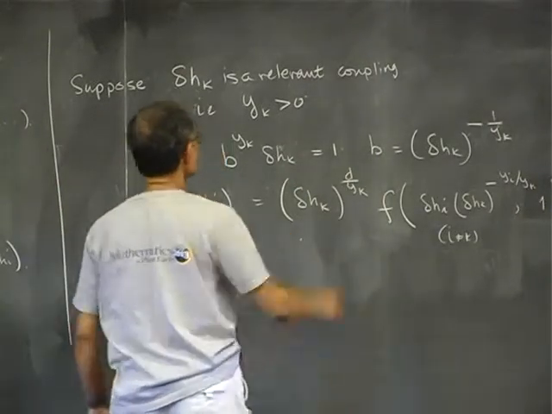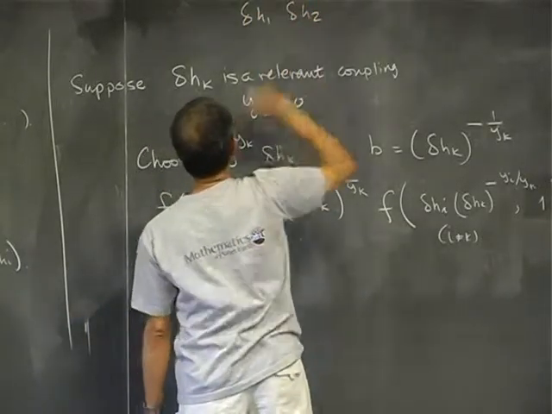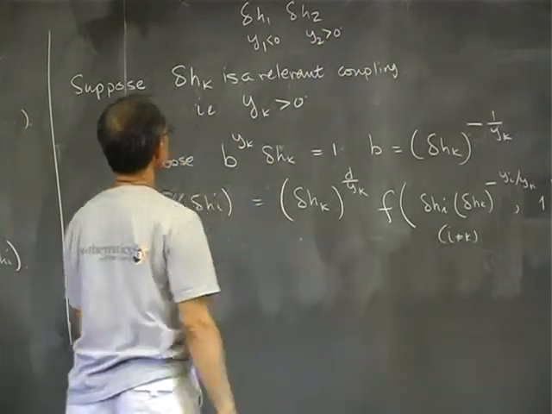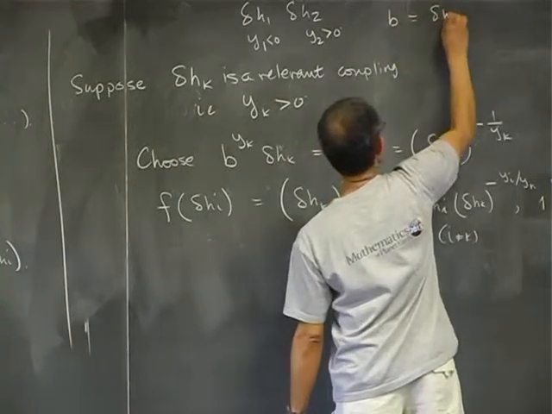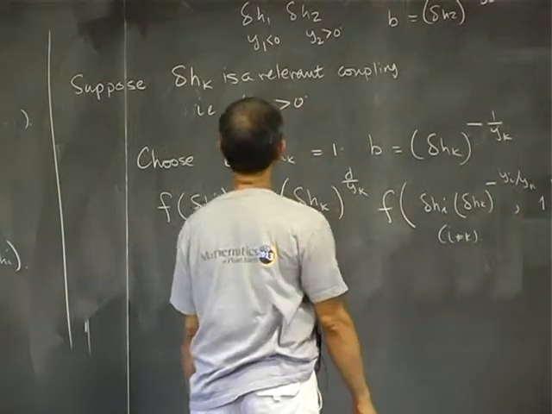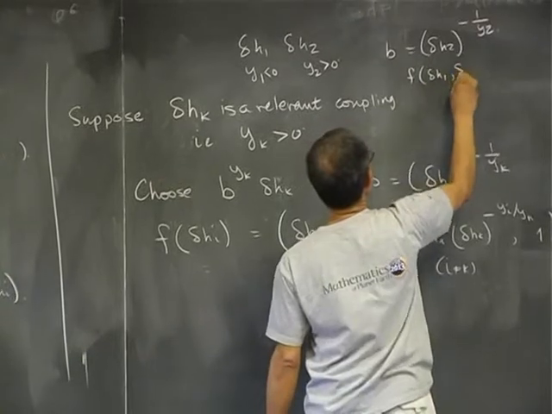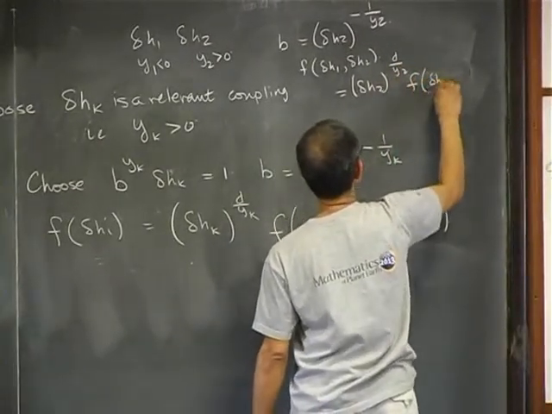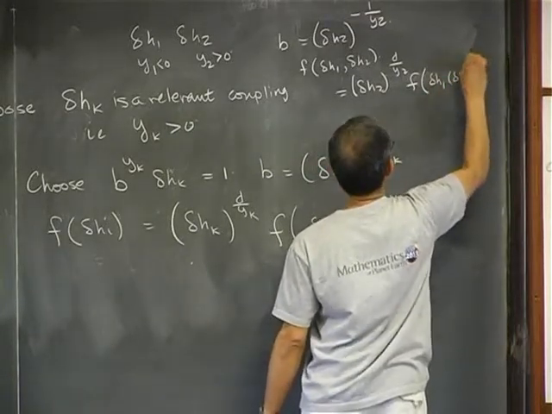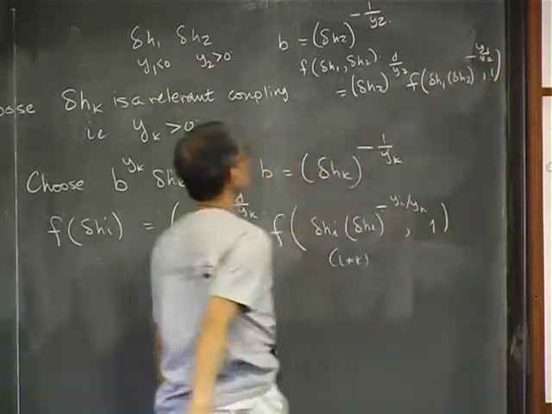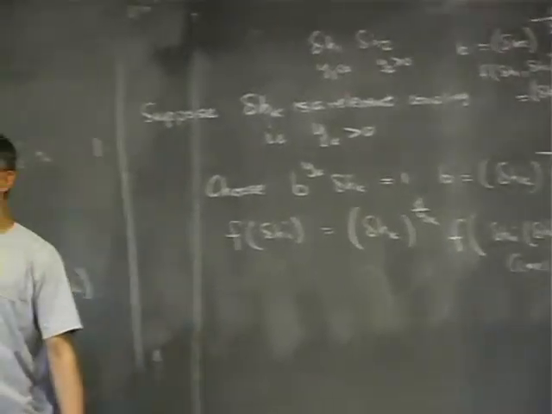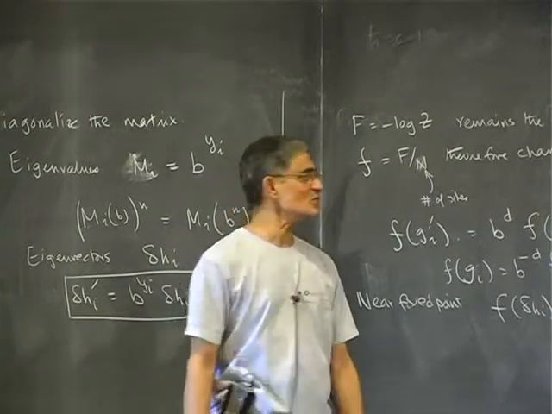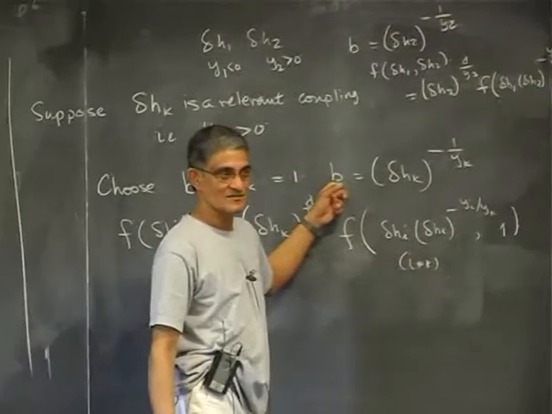Just to, if this is a bit too abstract, let's take two couplings, delta h1 and delta h2. This has y1 negative, this has y2 positive, and I choose b to be delta h2 raised to the power minus 1 by y2. Okay, so this relationship then becomes f of delta h1, delta h2 is given by delta h2 raised to the power d by y2, same function of delta h1 delta h2 to the power minus y1 by y2 and 1. Is this clear? The scaling relation? This is an example of what we call a scaling relation. I haven't done anything non-trivial. All I have done is use the recursion relation and cleverly chosen a b such that it just becomes of this form.